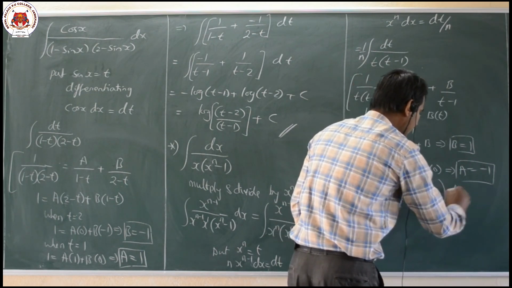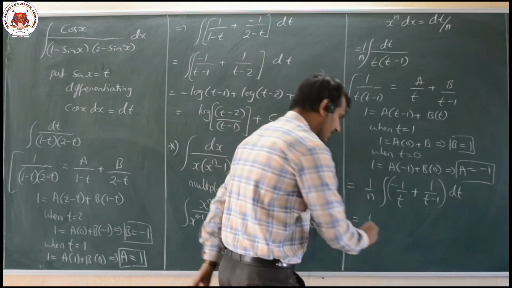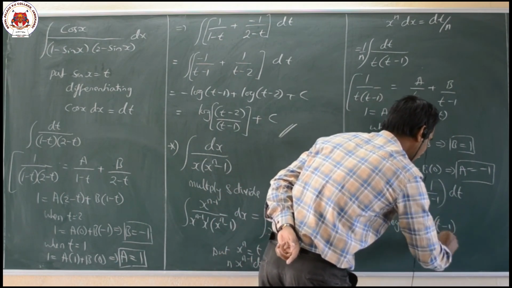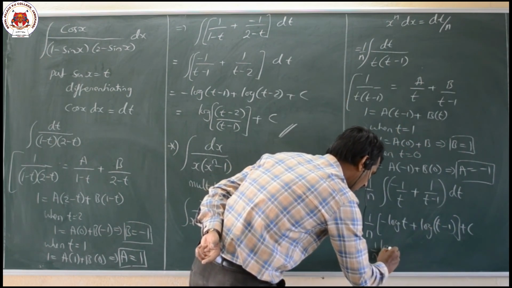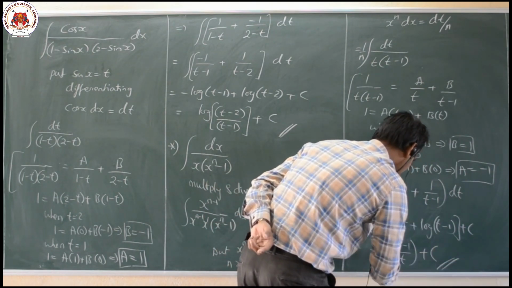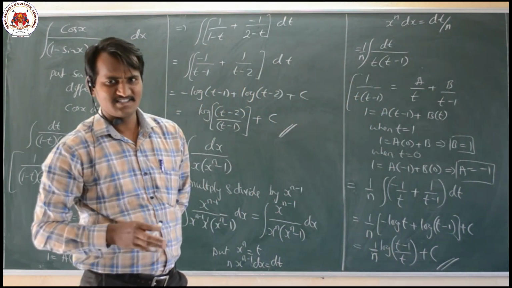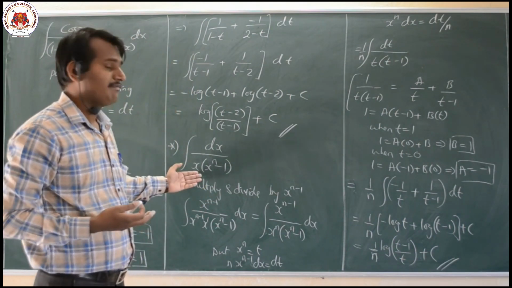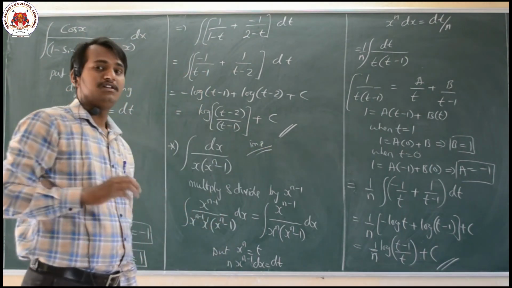into dt. So now what is the value, 1 divided by n, 1 by t integration, that is minus log t plus log of t minus 1 plus an integral constant c. Now what you can write here, 1 by n log of t minus 1 divided by t plus an integral constant c, that is nothing but your required result. Very simple, clear and easy example. See, this example was asked in the examination for 3 marks. It is an important problem asked in the examination for 3 marks.